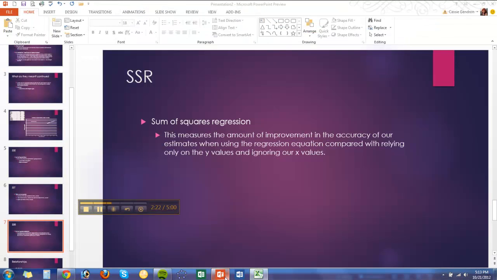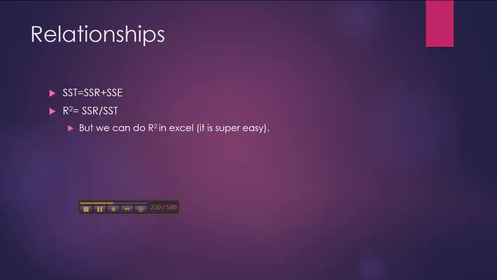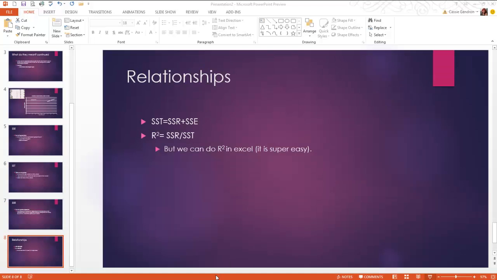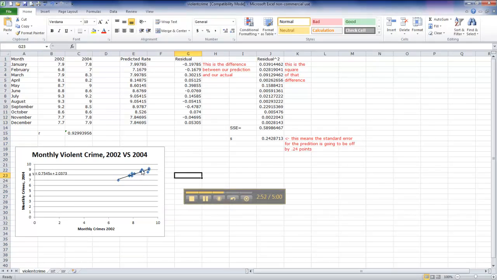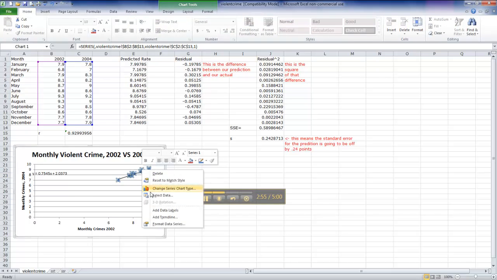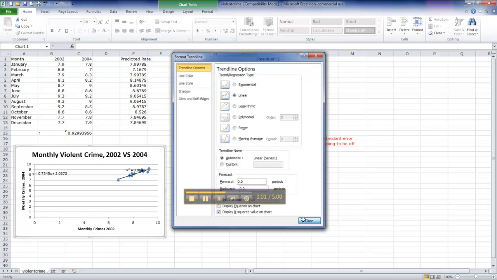So let's talk a little bit more about relationships. SST, the total sum of squares, is going to equal your SSR plus your SSE. And your R squared is your SSR over your SST, but we can do R squared in Excel super, super easy. We're going to go back to our linear regression scatter plot, which is right here. I'm going to click on a dot and right click. I'm going to go to add trendline and click display R squared value on chart.